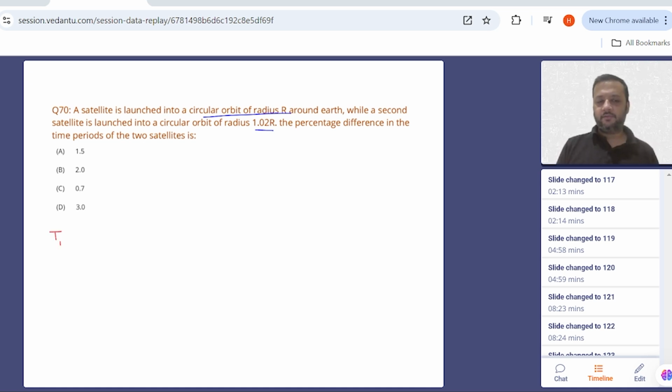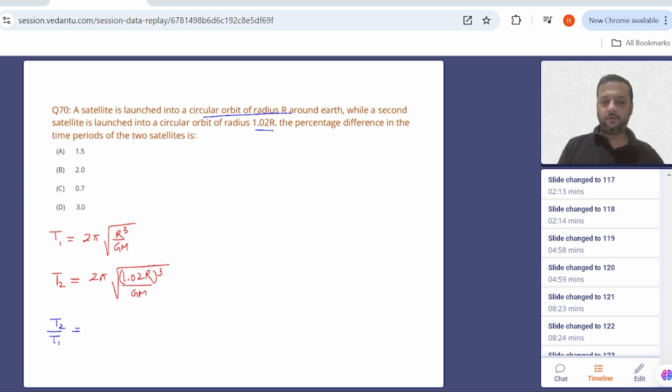For the first satellite, the time period T1 is nothing but 2 pi under root of r cube by GM. This is the time period of the first satellite. And for the second satellite, T2 will be simply 2 pi under root of 1.02 r whole cube by GM. So let's find the ratio T2 by T1.